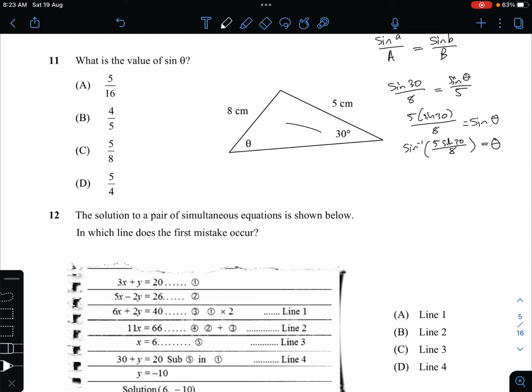And you can put this into your calculator, but sine 30 is just equal to a half, so it's 5 on 16. So theta equals whatever, but you actually only need sine theta, so I'll delete this last line, I didn't read the question properly. So yeah, 5 times 1 over 2 on 8, which is equivalent to 5 on 16, which is A. So our answer is A.